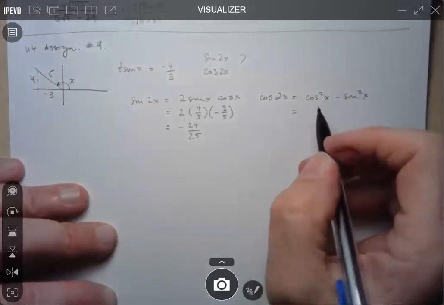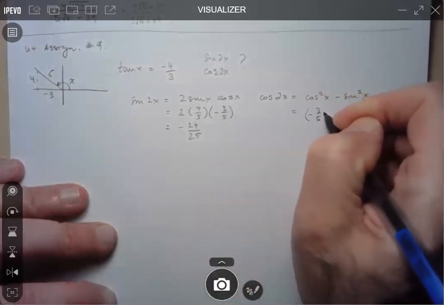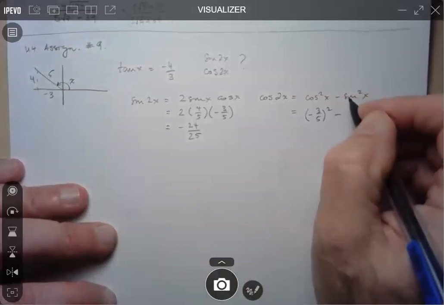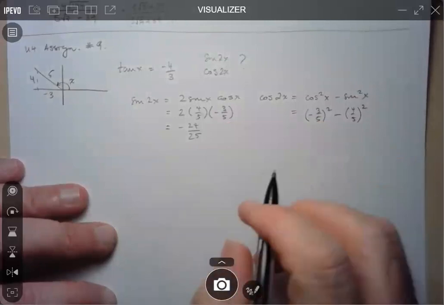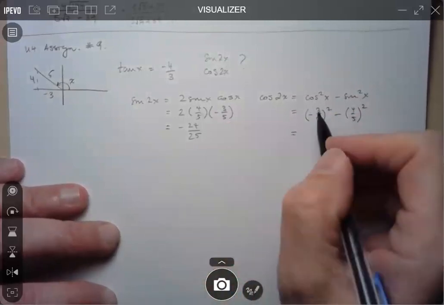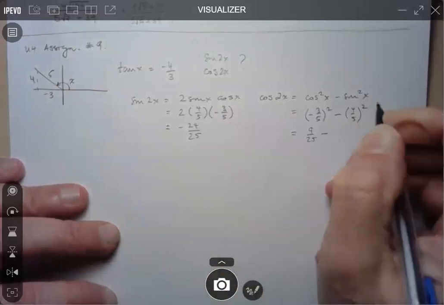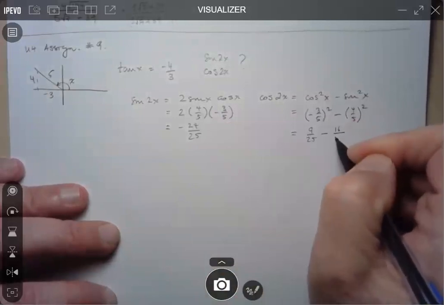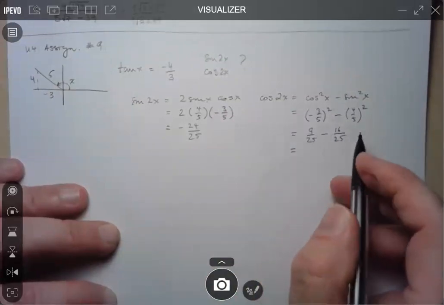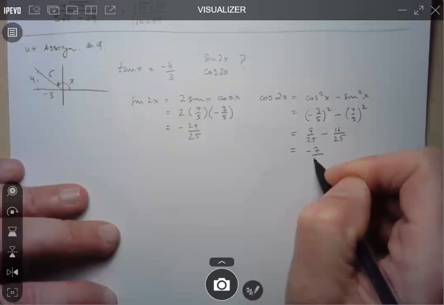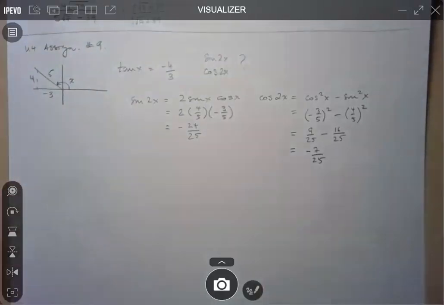So here, what do we have? We have cos x was -3/5, and that's squared. And then sine x was 4/5, and that's squared. So let's see what we have here. We have 9/25 minus 16/25. And so this looks like 9 minus 16, -7/25. Okay. And there you go.